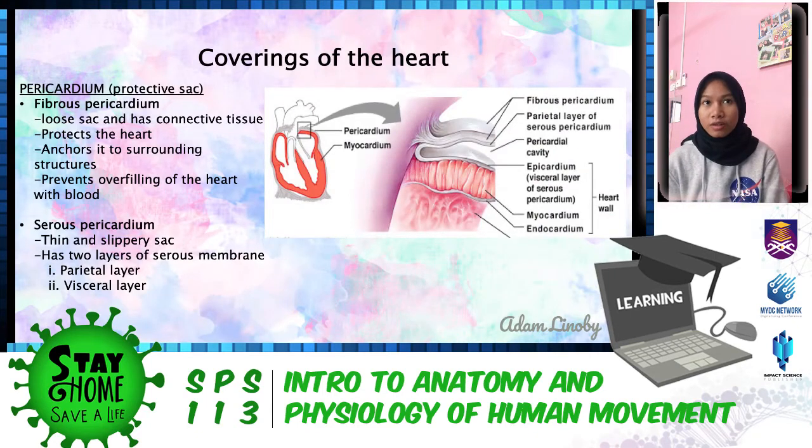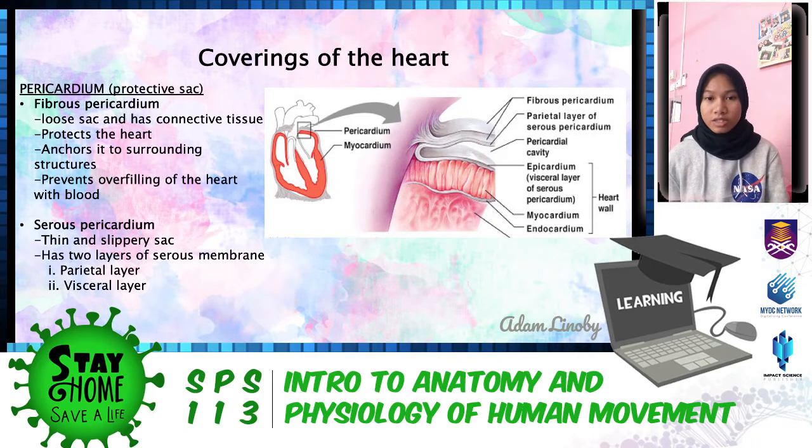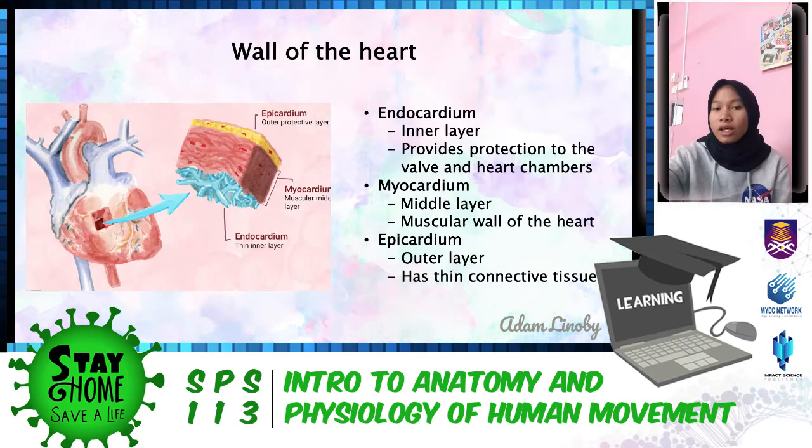The pericardium is a protective sac. The pericardium has two parts, the fibrous pericardium and the serous pericardium. The fibrous pericardium is the loosely fitting superficial part of the sac. It has tough connective tissue that protects the heart, anchors it to surrounding structures, and prevents overfilling of the heart with blood. Deep to the fibrous pericardium is the serous pericardium, a thin, slippery sac that has two layers of serous membrane, which are the parietal and visceral layers.